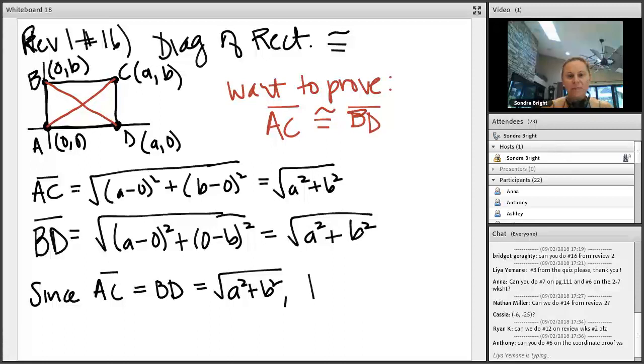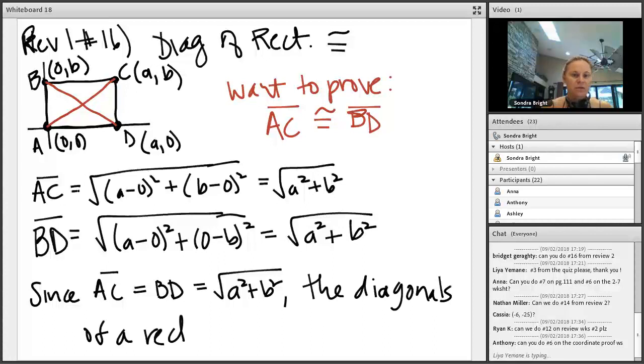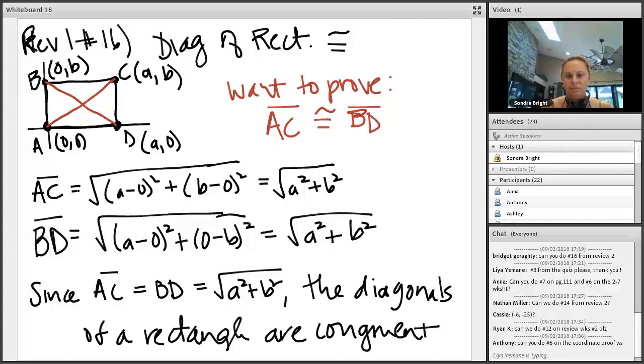the diagonals, so this is your English conclusion. Don't lose points because you don't write the English conclusion. The diagonals of a rectangle are congruent. Yay!